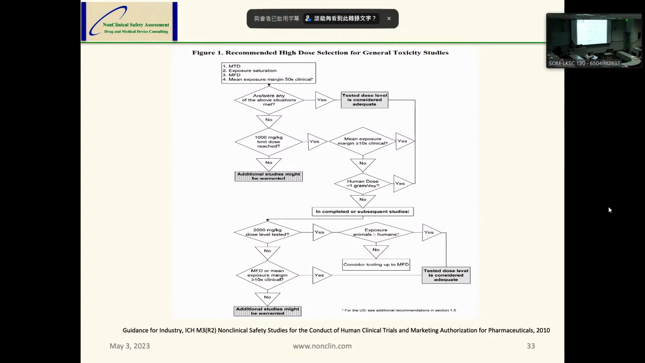The first part of this, that little box, maximum tolerated dose, right? You limit a dose based on toxicology. Exposure saturation, kind of obvious. The more you give, you don't get any more in the blood. That can be a limit. A feasible dose, you can only give an animal so much, right? In terms of volume, for instance, right?